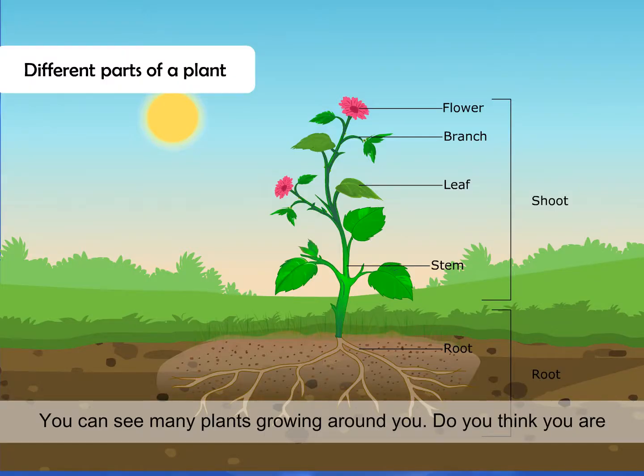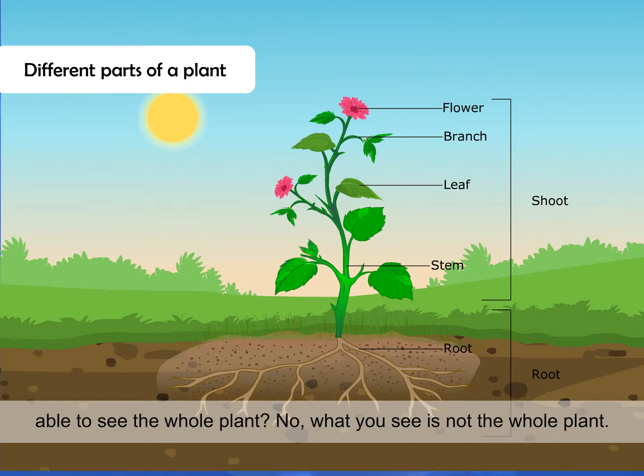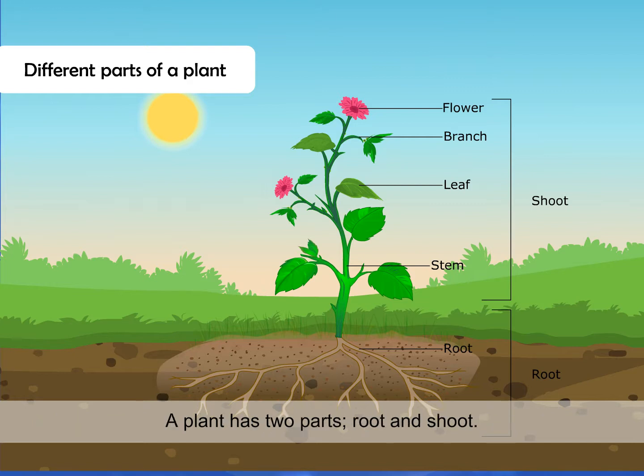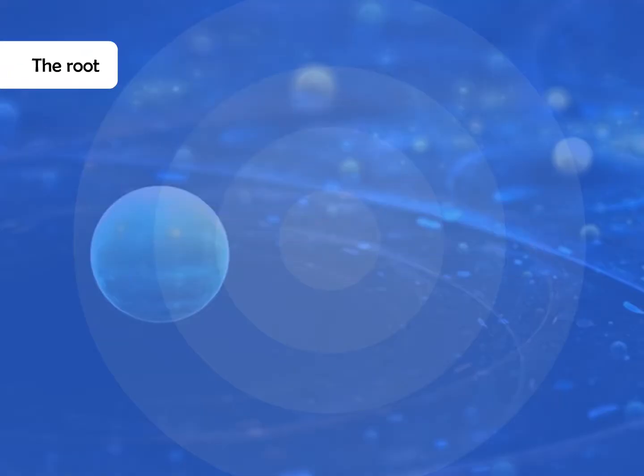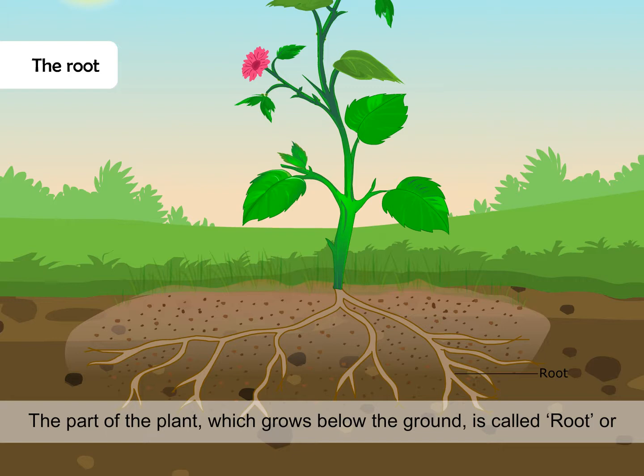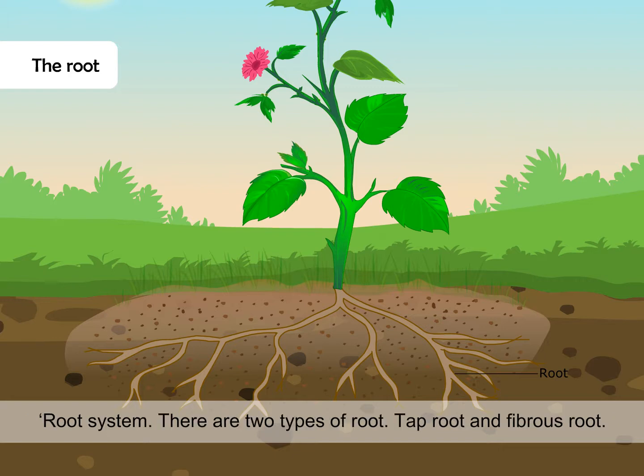You can see many plants growing around you. Do you think you are able to see the whole plant? No. What you see is not the whole plant. A plant has two parts. The part of the plant which grows below the ground is called root or root system.